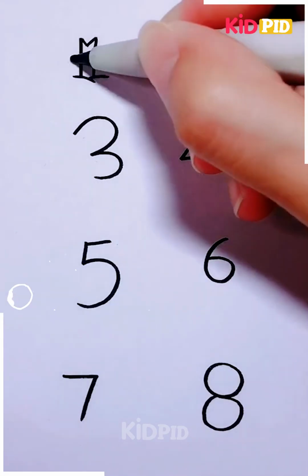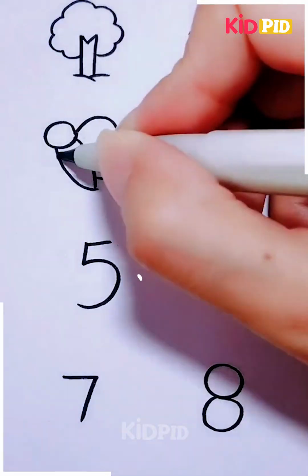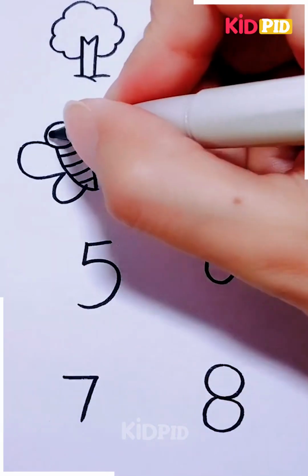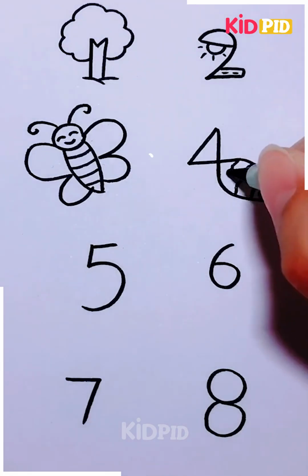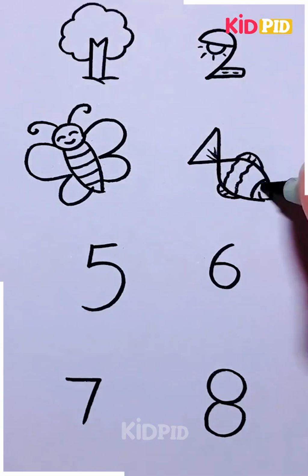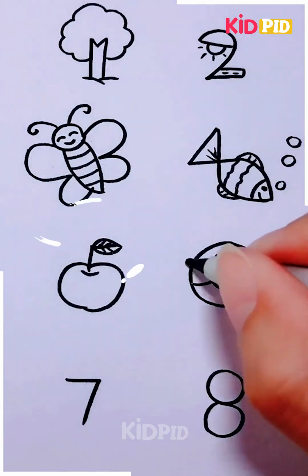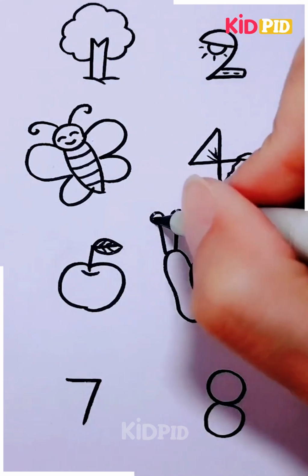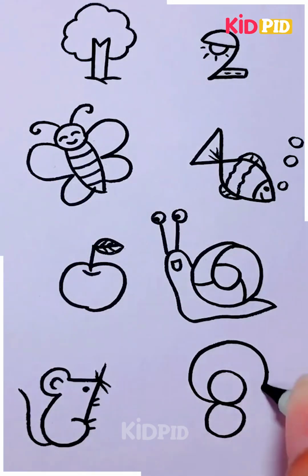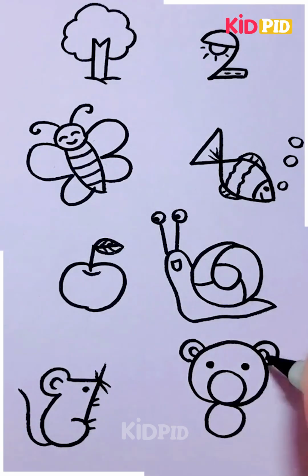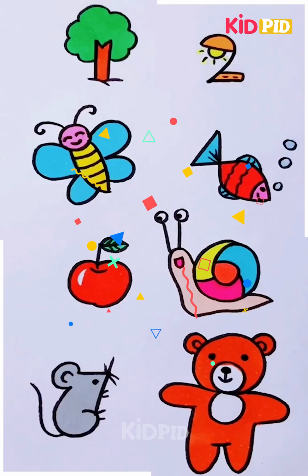Next we are going to again trace down from 1 to 8 numbers. After that we are going to convert them into different objects. Here we are going to first make 1 and then we are going to convert it into a tree. 2 is again converted into somewhat a sunset, then a butterfly and fish and apple. Then we have just tried to trace down a snail. This activity is very simple. It's time for a rat for the 7 number and then a cute little bear for the 8 one. Fill it with some bright color so that it looks more good and attractive.